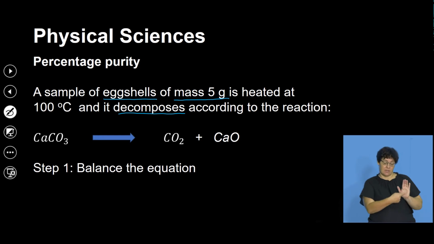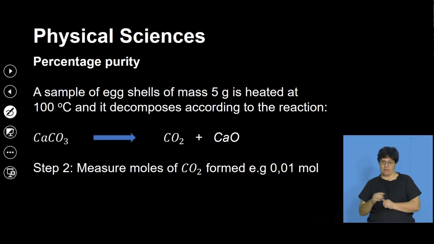How many atoms of calcium do we have on the left? It's 1, 1. Carbon, it's 1 on the left, 1 on the right. Oxygen, we've got 3 on the left, and 3 on the right. So this is actually balanced. So the stoichiometric ratio in which they react is 1 mole of calcium carbonate decomposes to form a mole of carbon dioxide and a mole of calcium oxide.